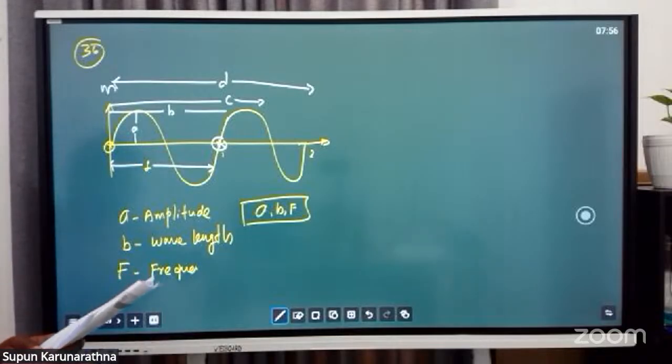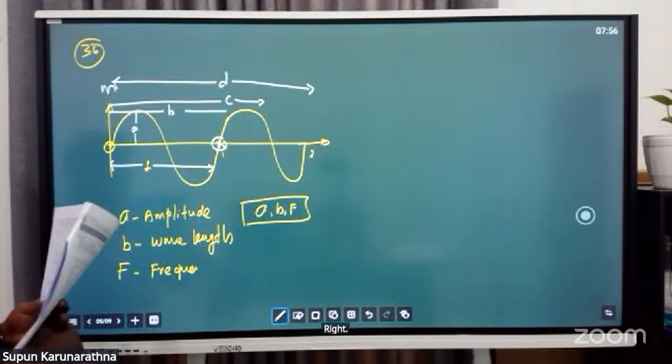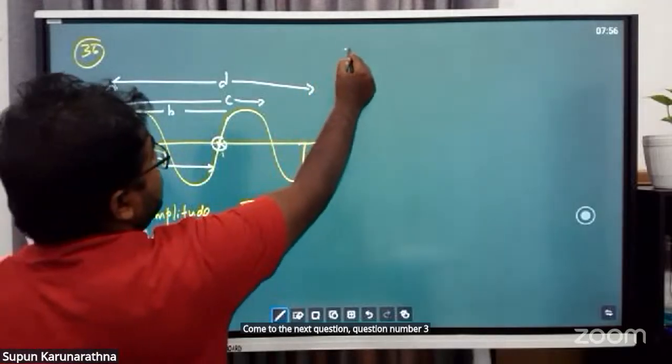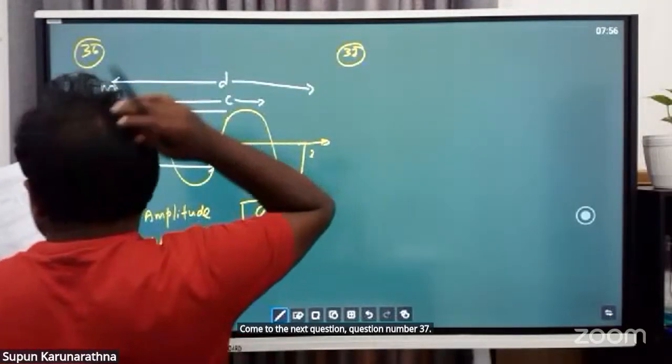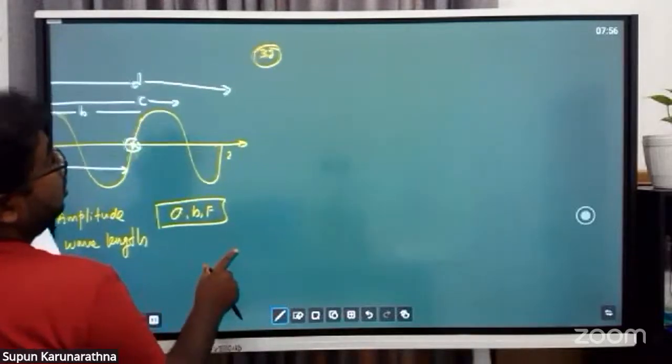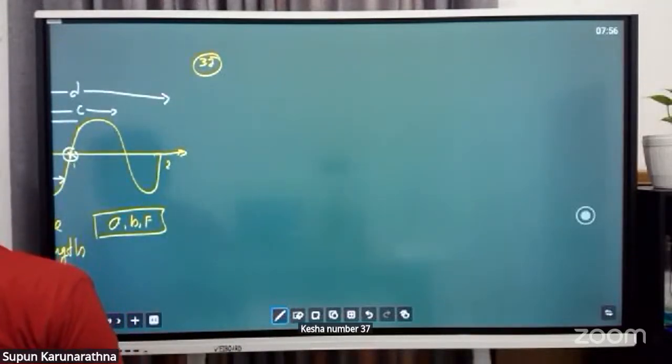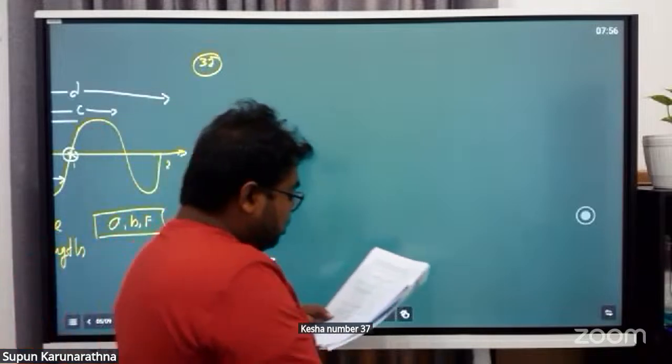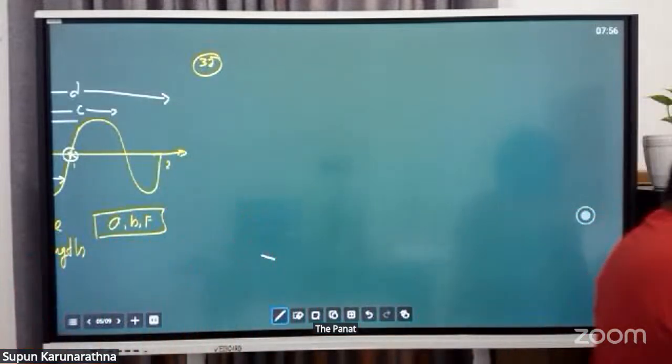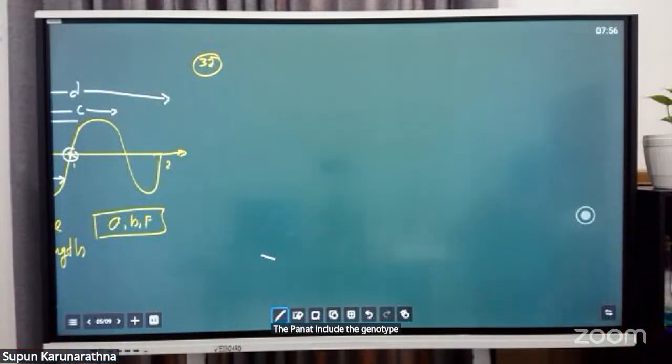Right. Come to the next question. Question number 37. The Punnett square includes the genotypes received by self-pollination between the heterozygous genotype of long leaves. The most suitable genotypes for X and Y are.